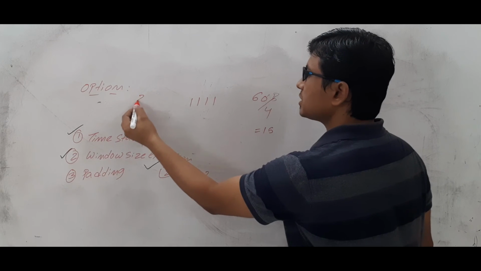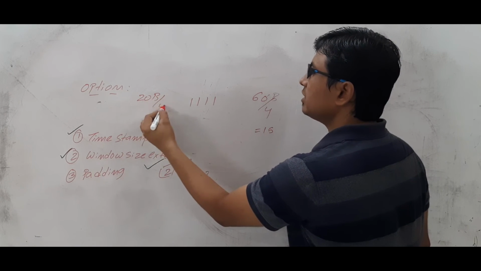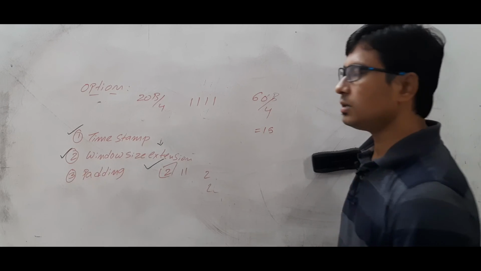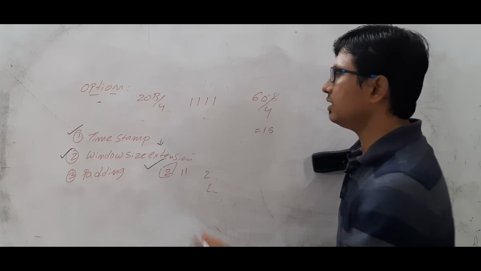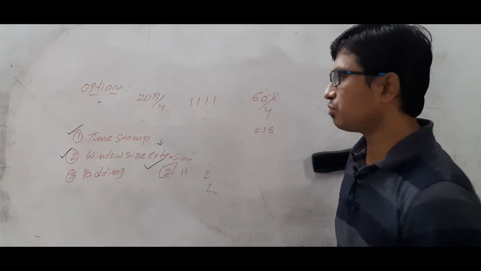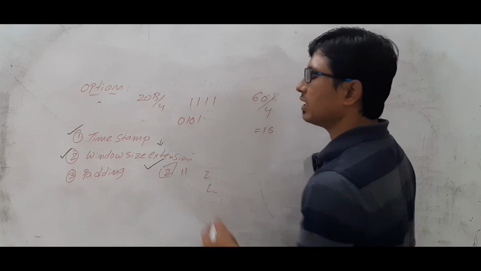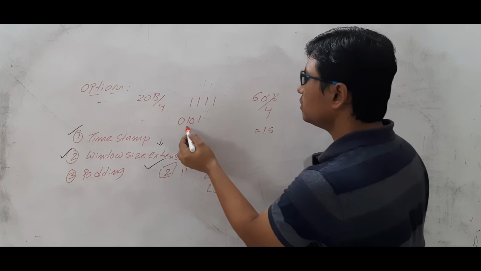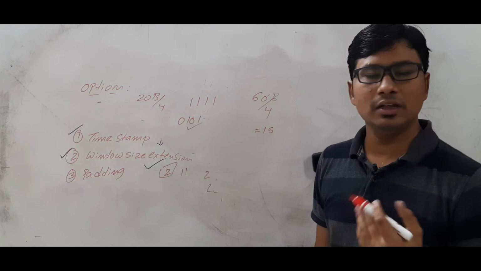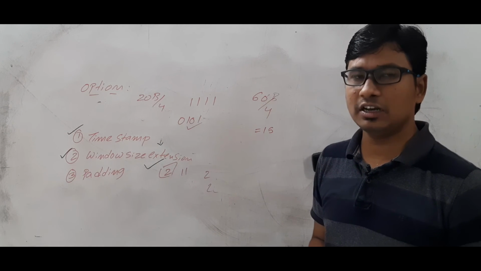If I want to represent 20 bytes, the header length is 20 bytes, and I need to represent it in the header length field. So 20 divided by 4 is 5. The value 5 is 0101. This value I will store in the header length. The problem is solved. But the problem is still not fully solved.